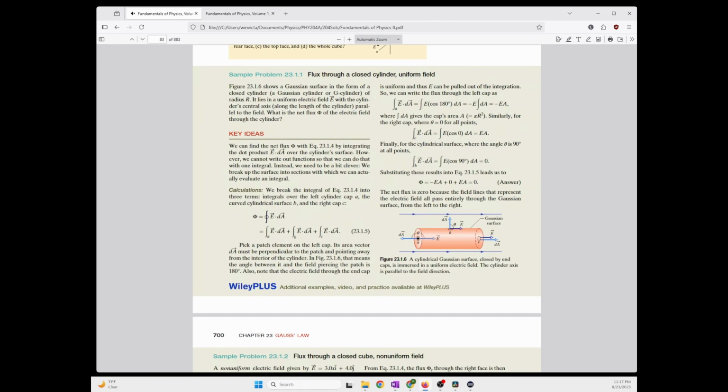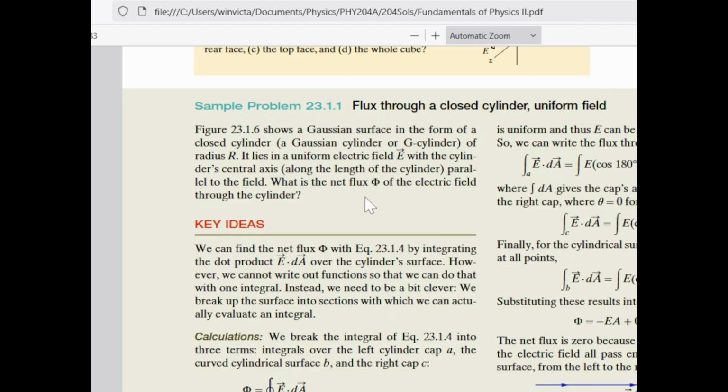Let's now take a look at sample problem 23.1.1. Take a moment to look at the description of the problem. Pay attention to the terminologies used. So we'll be looking at a Gaussian surface in the form of a closed cylinder.